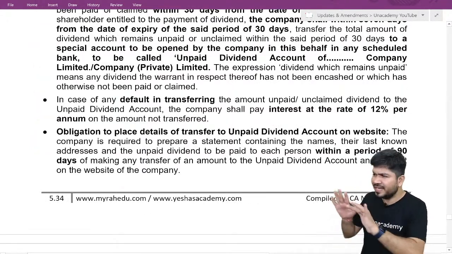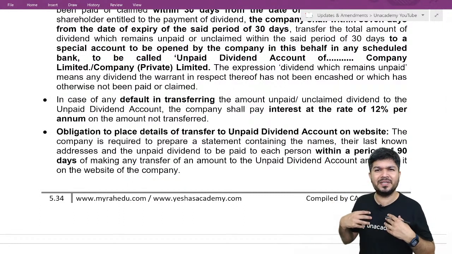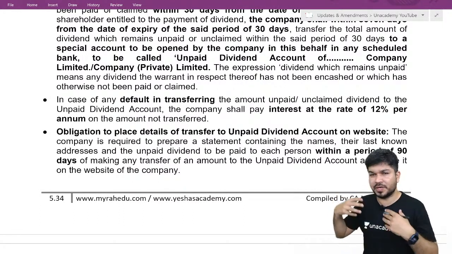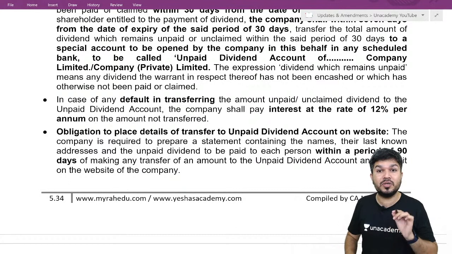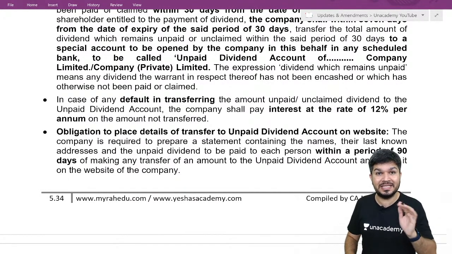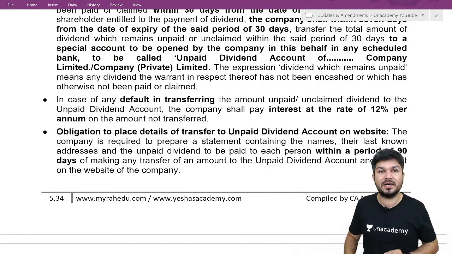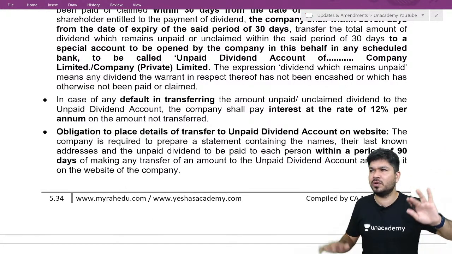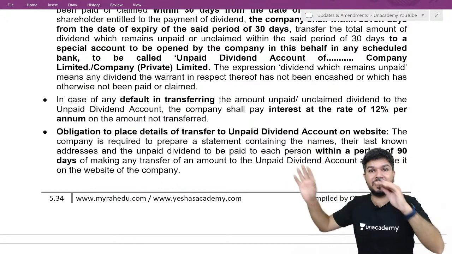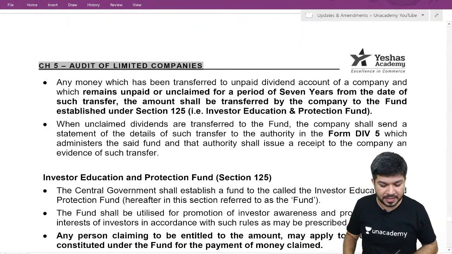If you transfer late to unpaid dividend account, and whichever dividend you could not pay to shareholders, you transferred to unpaid dividend account, you put a detail of it on your website. You have to put the details of the names of shareholders whose dividend I have transferred to unpaid dividend account within 90 days of transferring it to unpaid dividend account.